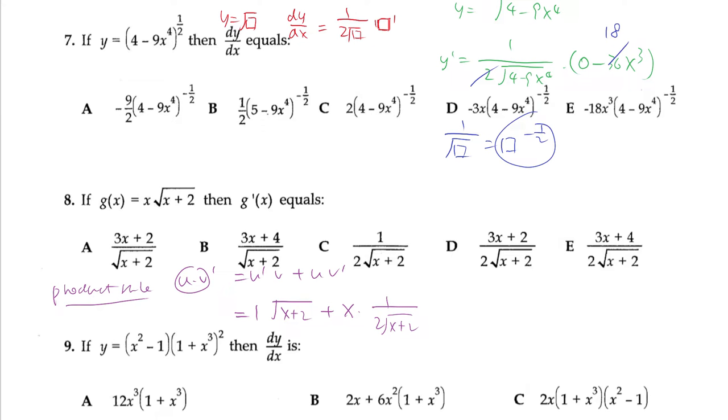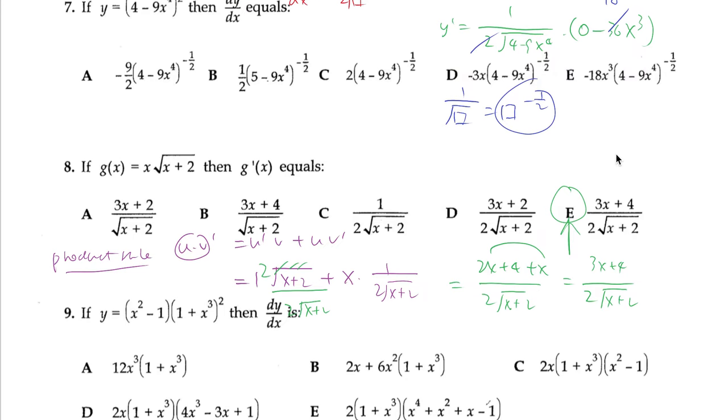Now you need to bring everything together, and you need to make sure they have the same denominator. Put a 2 root (x plus 2) here. So you need to have a 2, and then the square root just cancels. So we have 2 square root of x plus 2, that's 2(x plus 2) plus x, which is 2x plus 4 plus x. So 2x plus x becomes 3x. I have (3x plus 4) over 2 root (x plus 2). Looking at all the answers, only E is exactly the same as what we get. So E is the final answer.